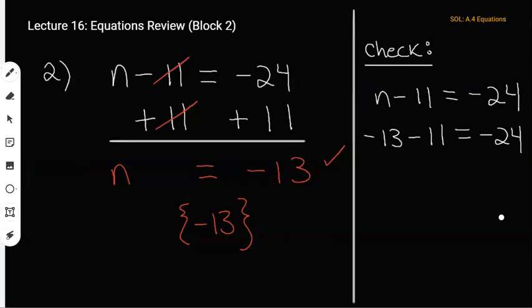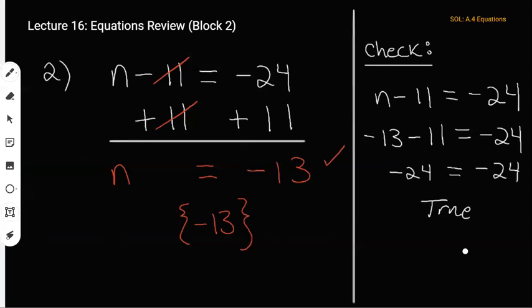So the minus 11 is going to stay the same, and the negative 24 is going to stay the same. All I need to simplify is the left side right now. Negative 13 minus 11 is going to give me negative 24. So I get negative 24 is equal to negative 24, and that's my true statement. Now, if I got a false statement, then I would have to go back and see what I did wrong. But since you got a true statement, you know that negative 13 is going to work for this one.